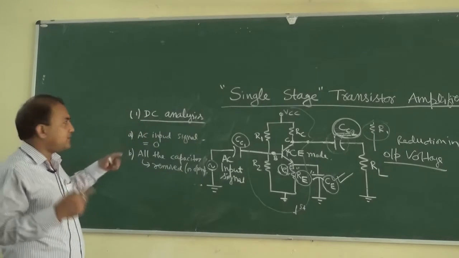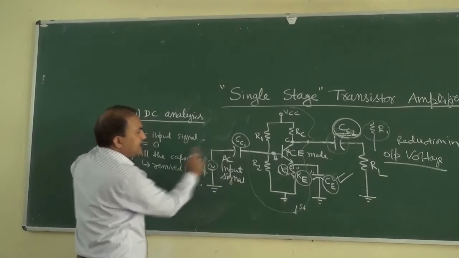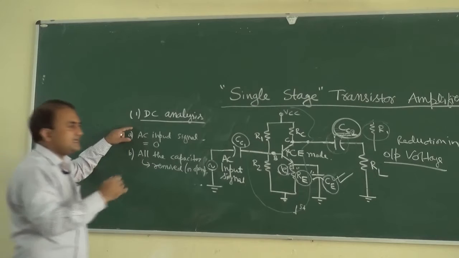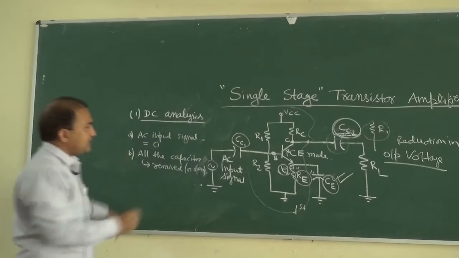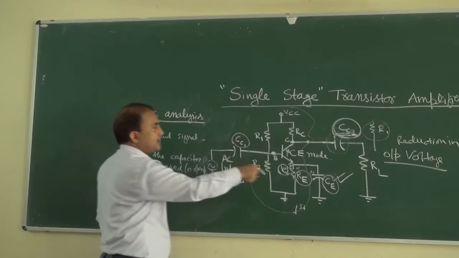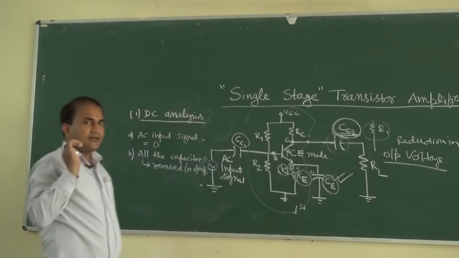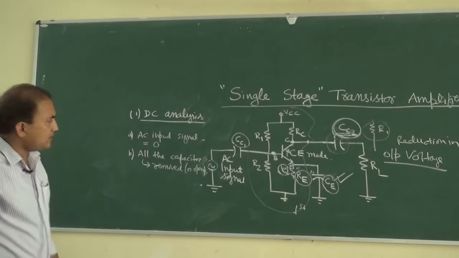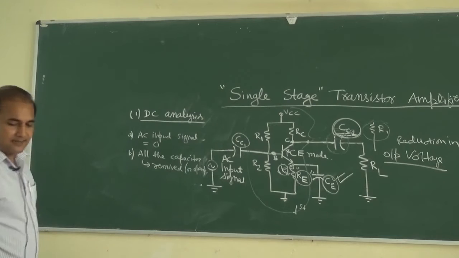In DC analysis, what do we have to do? We have to first remove this AC input signal or AC input source. Then all the capacitors, that is CC1, CC2 and CE, have to be removed. So this is all about DC analysis.